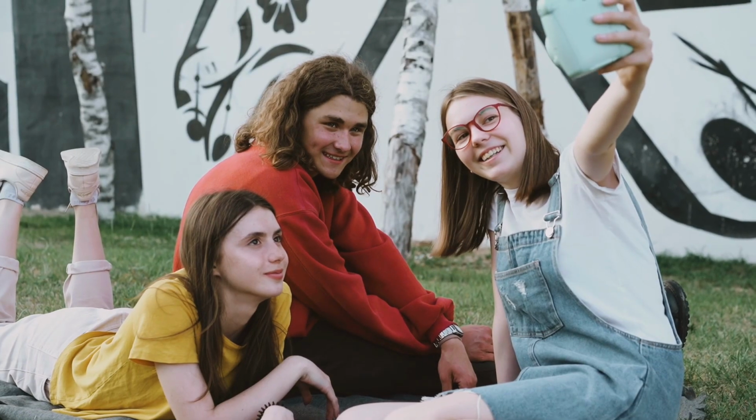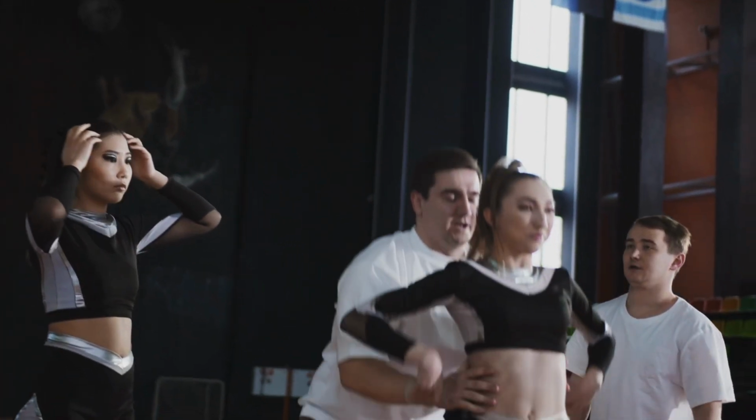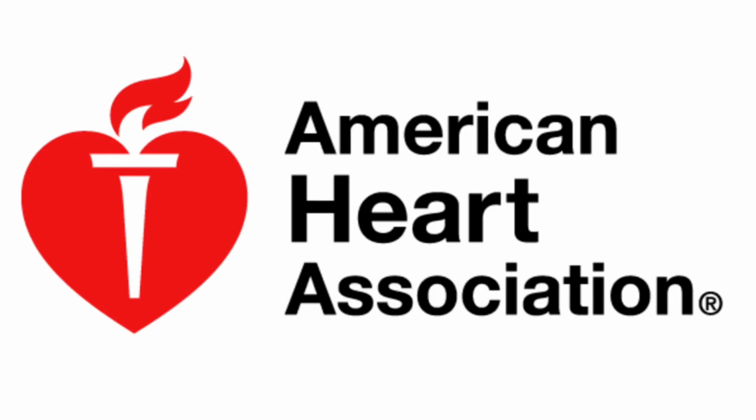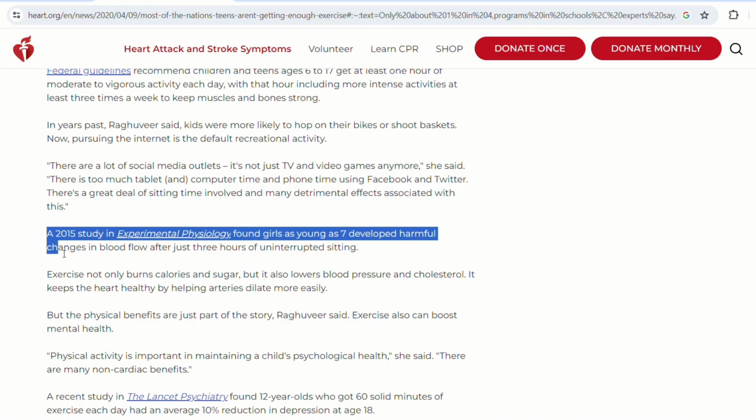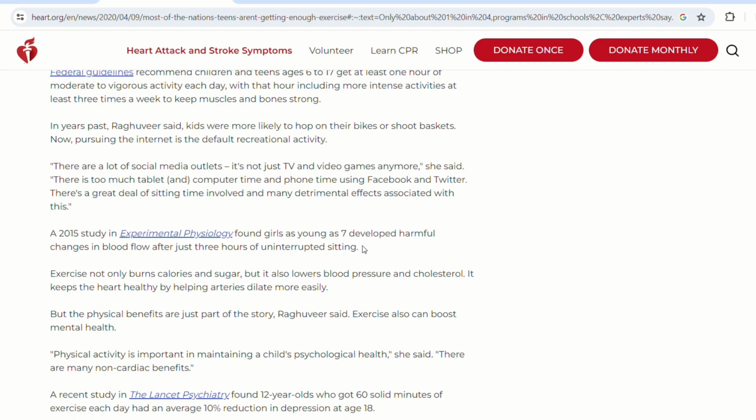But if we look at today, only 1 in 4 high school students get the recommended hour a day of physical activity, according to statistics from the American Heart Association. A 2015 study in Experimental Physiology found girls as young as 7 developed harmful changes in blood flow after 3 hours of uninterrupted sitting.